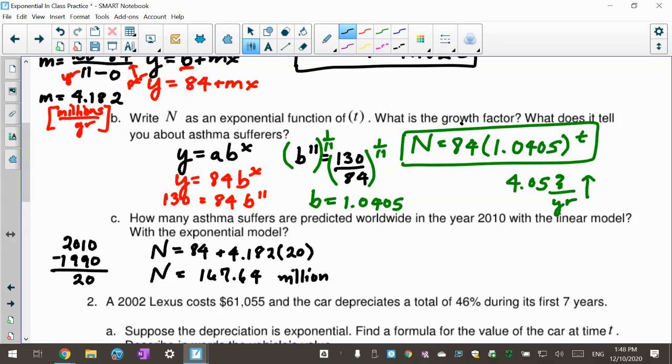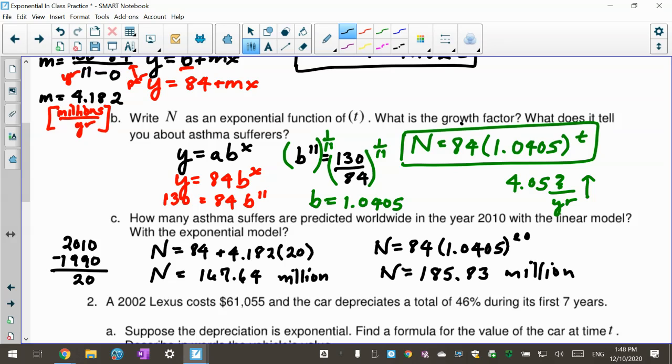Okay, that's what's predicted in 2010. When I do the exponential one, I'm going to have 84 times 1.0405 raised to the 20th. And when I put that in my calculator, that's a 20, guys, N equals 185.83 million asthma sufferers. So this one shows there's more because exponential functions grow faster. All right?